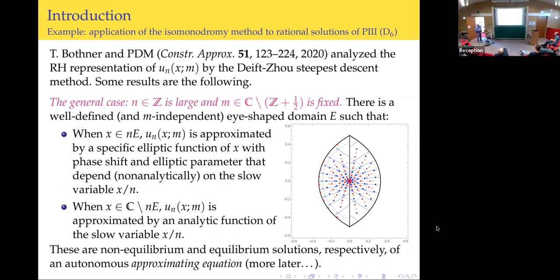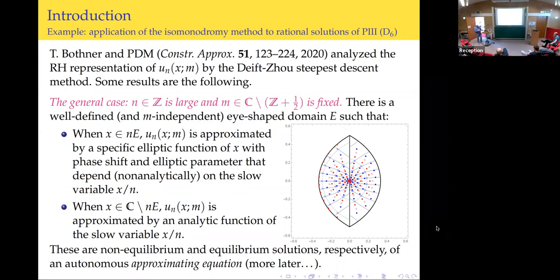Okay, and outside of the I-shaped domain, when x is outside of the scaled I, this u_n is approximated instead by an analytic function of the fraction x over n, the slow variable. In particular, it's analytic, and it's also non-zero, so there are no poles or zeros of the rational solution asymptotically outside of this scaled I.